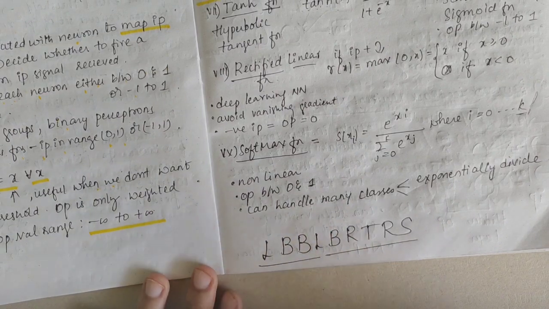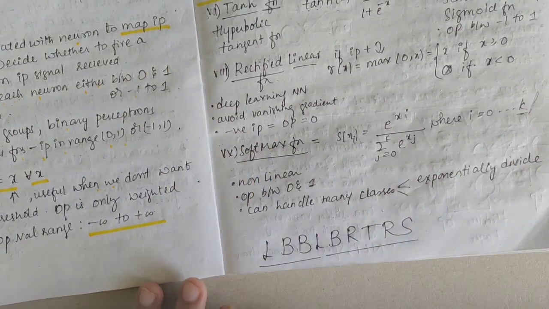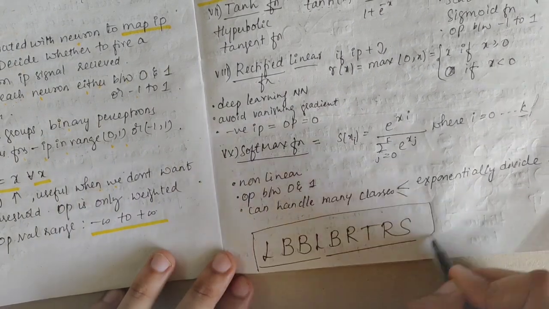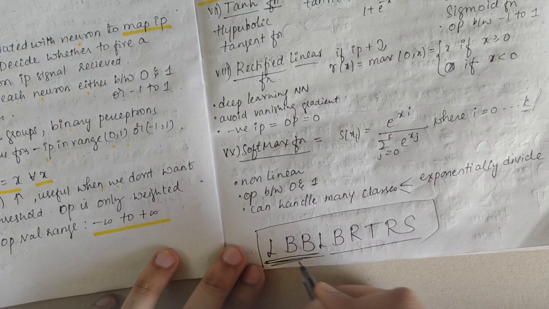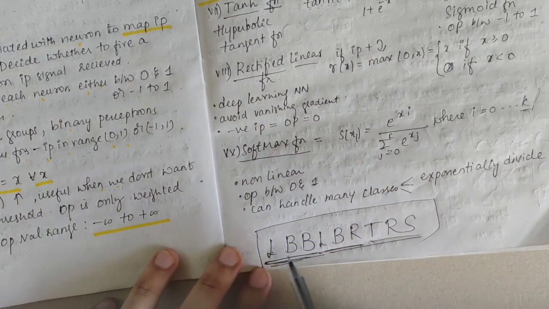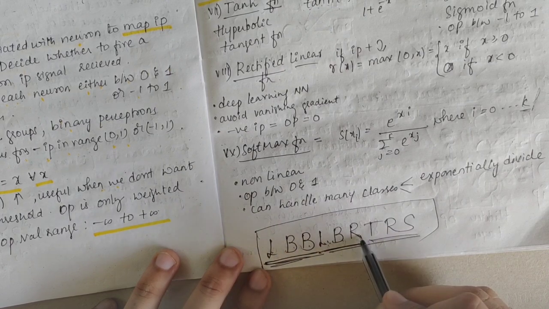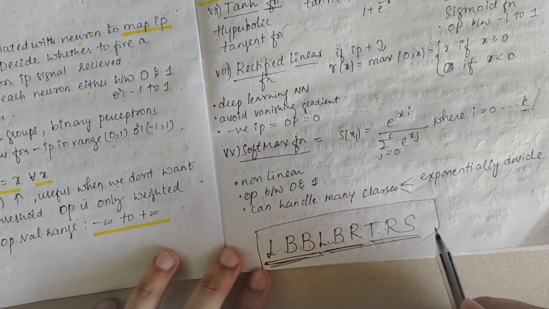It can handle many classes. That is, by making use of the softmax function, we are exponentially dividing one particular input. So in order to remember these activation functions, you can remember it as LBB, LBR, TRS. Okay, 9 activation functions: linear, binary, bipolar, sigmoidal or logistic, bipolar sigmoid, ramp, tanh, rectified, and softmax. You can remember it this way.